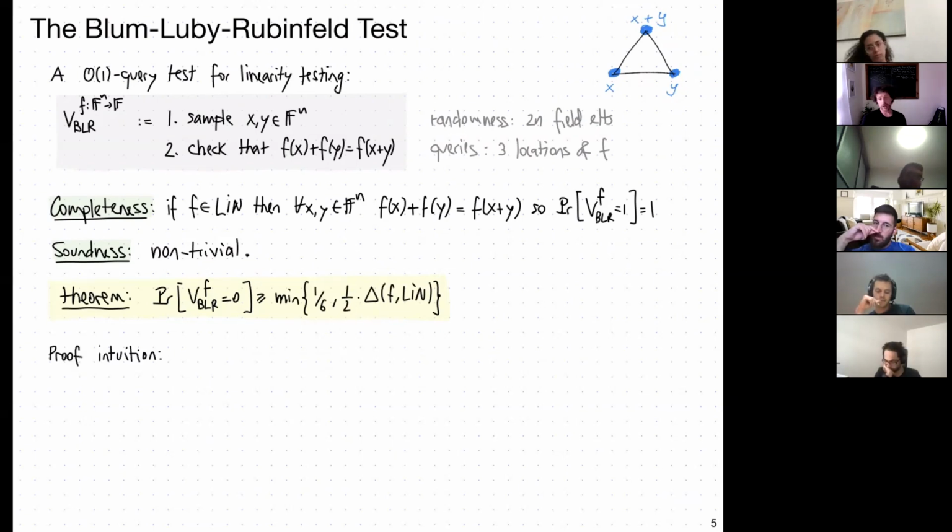And we're going to spend the entire lecture proving this theorem. So if you have any questions regarding the statement or the problem, now is a great time to do so.